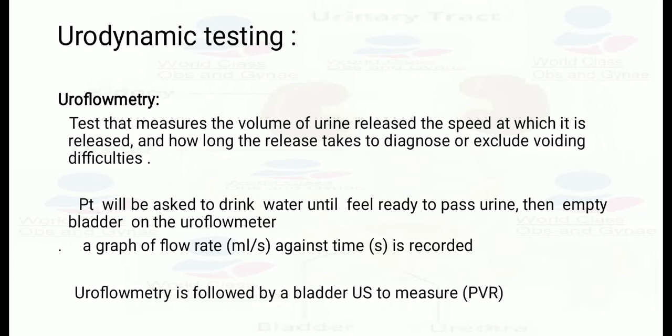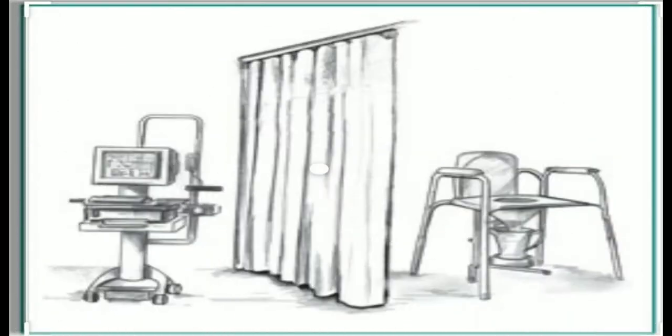To diagnose or exclude voiding difficulties, the patient will be asked to drink water until she feels ready to pass urine, then empty the bladder on the uroflowmeter. A graph of flow rate in ml per second against time in seconds is recorded. Uroflowmetry is followed by bladder ultrasound to measure the post-void residual volume. Okay, so this is the setting in which urodynamic testing is done.